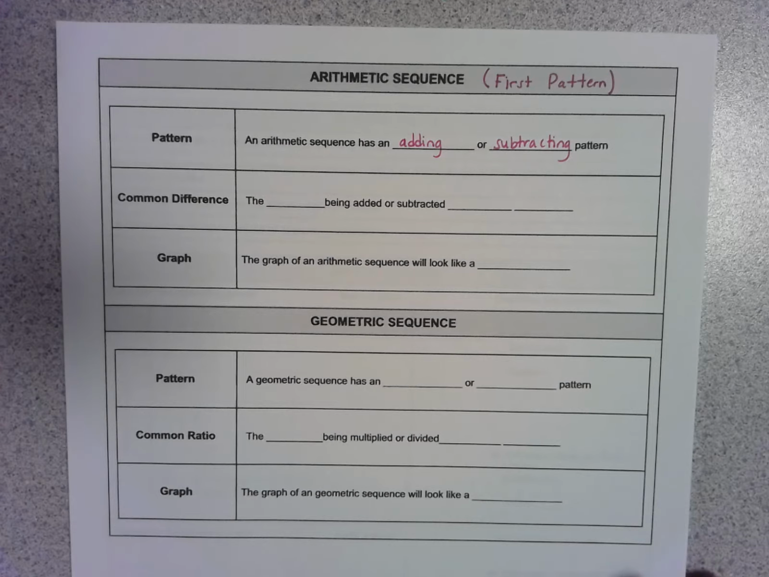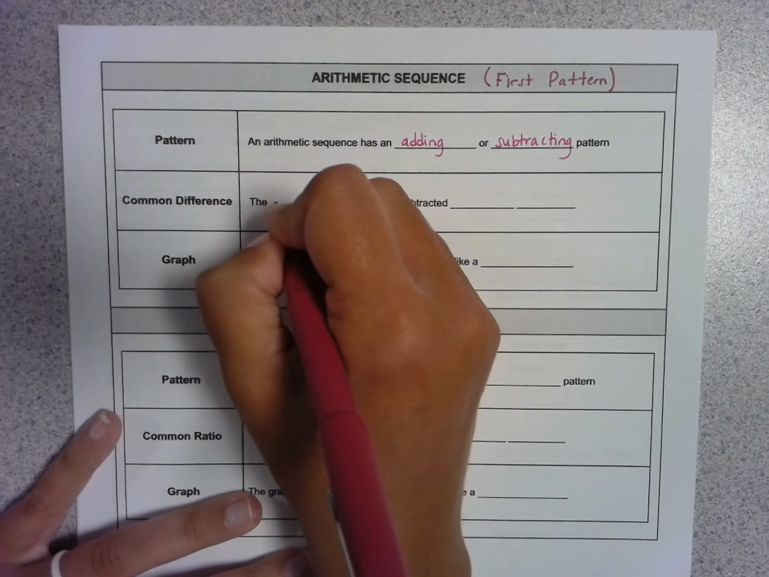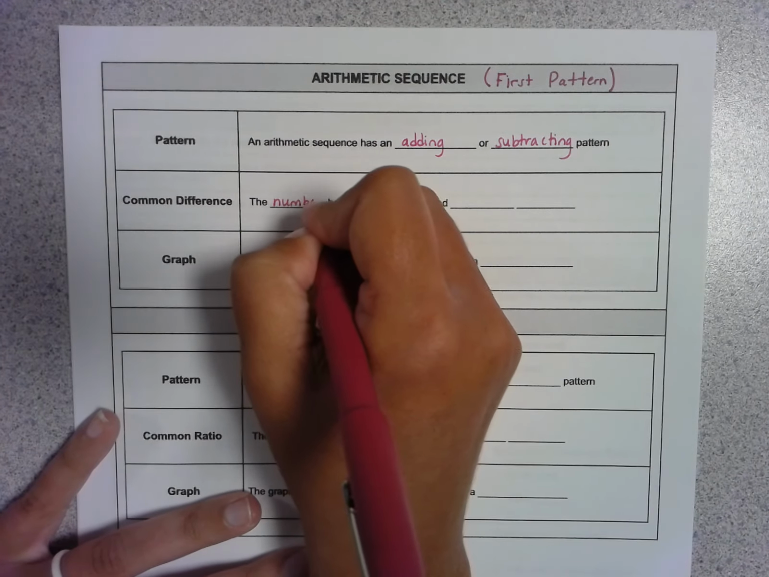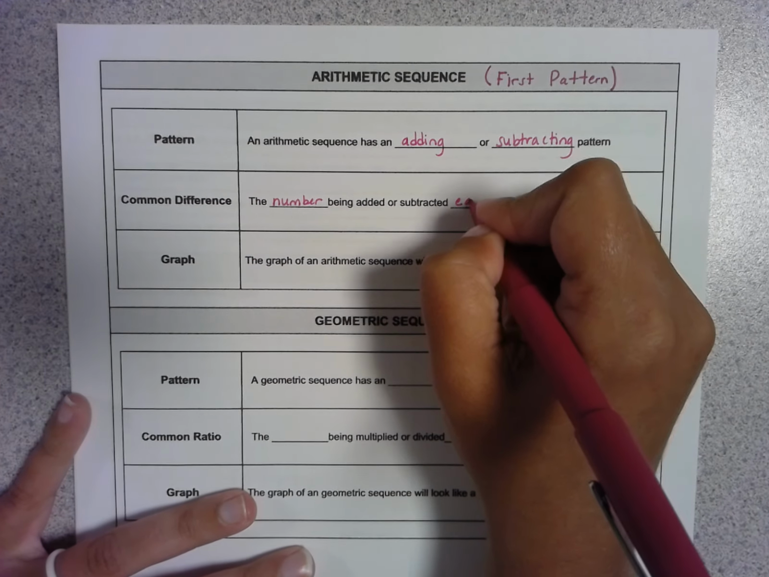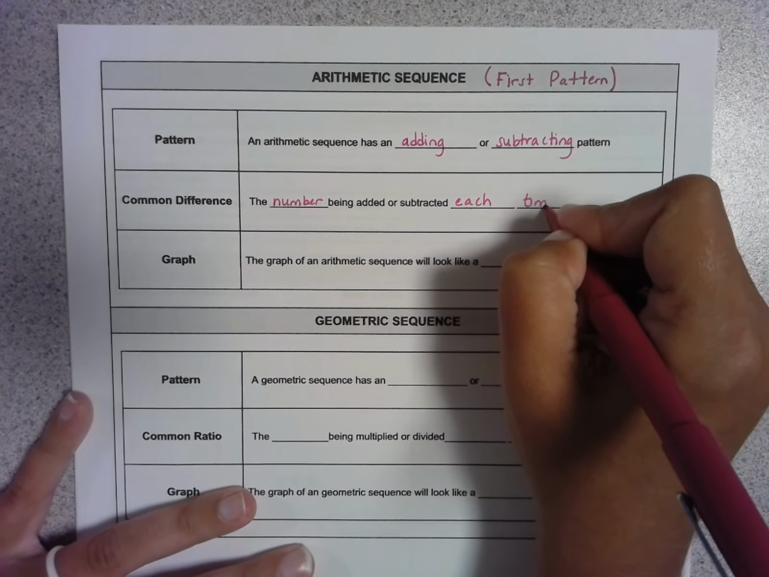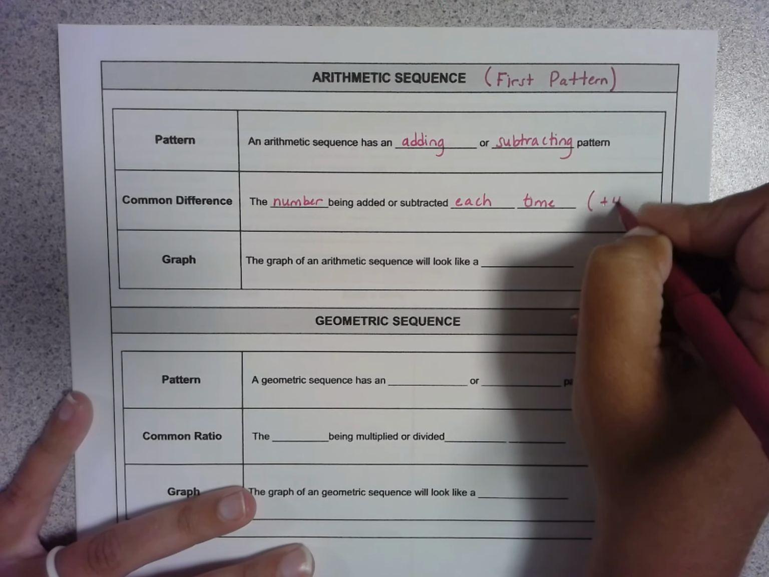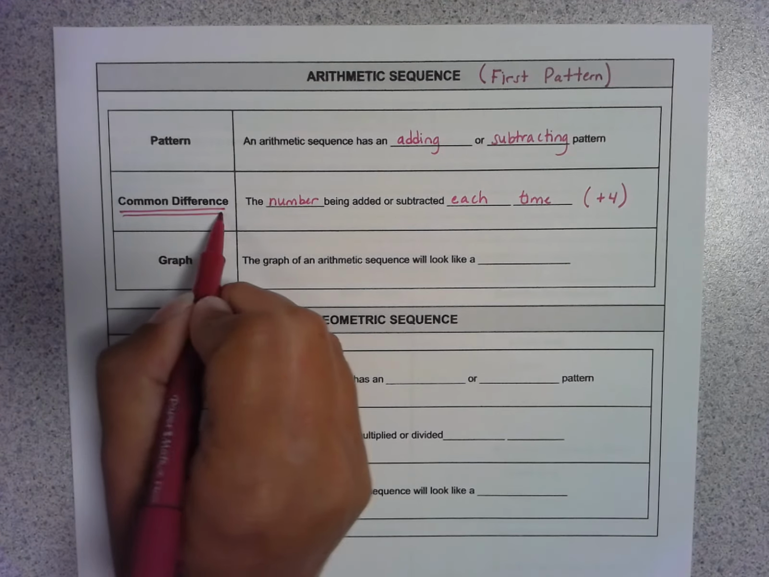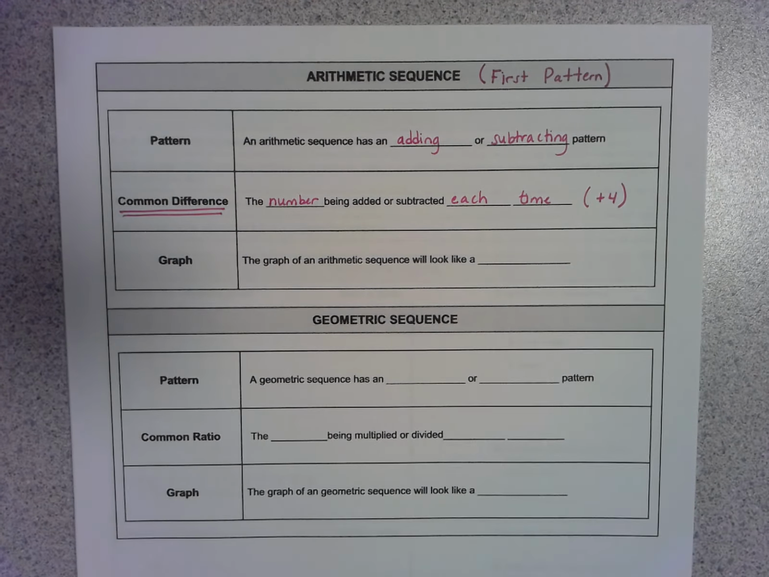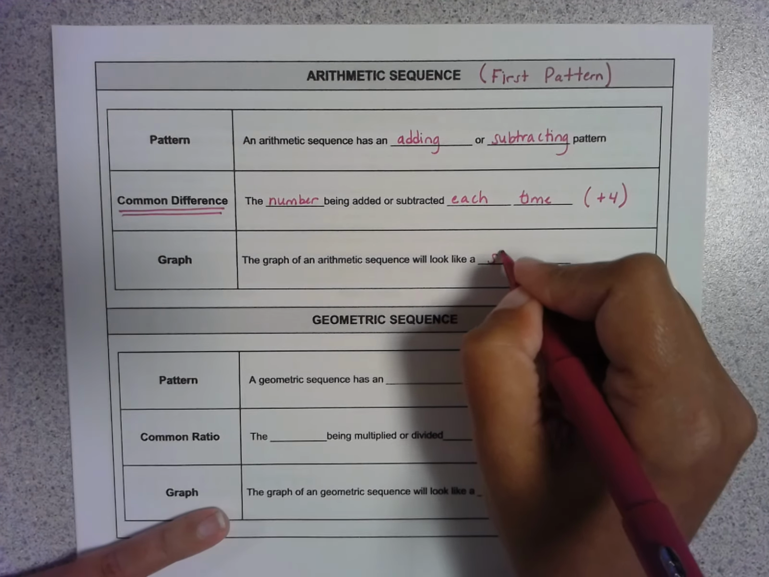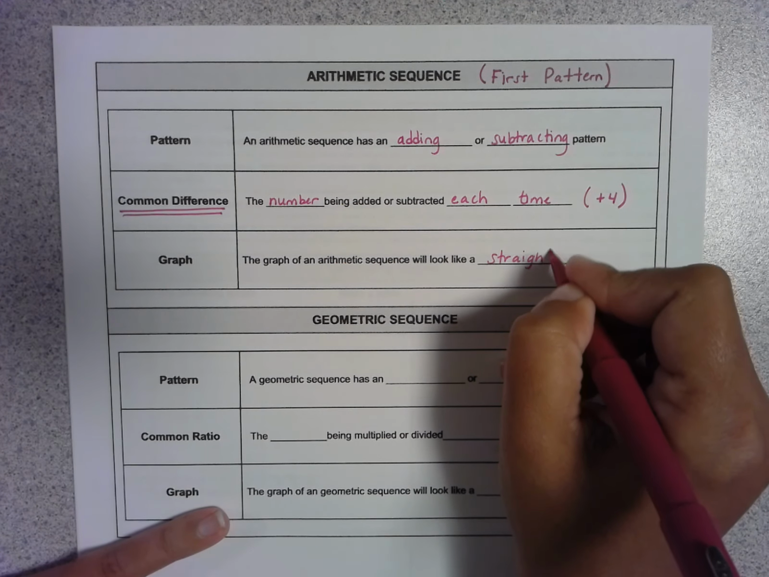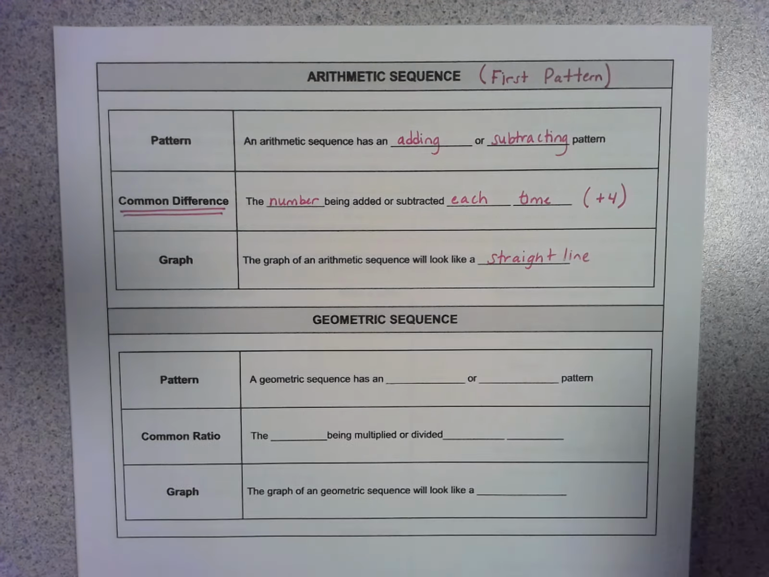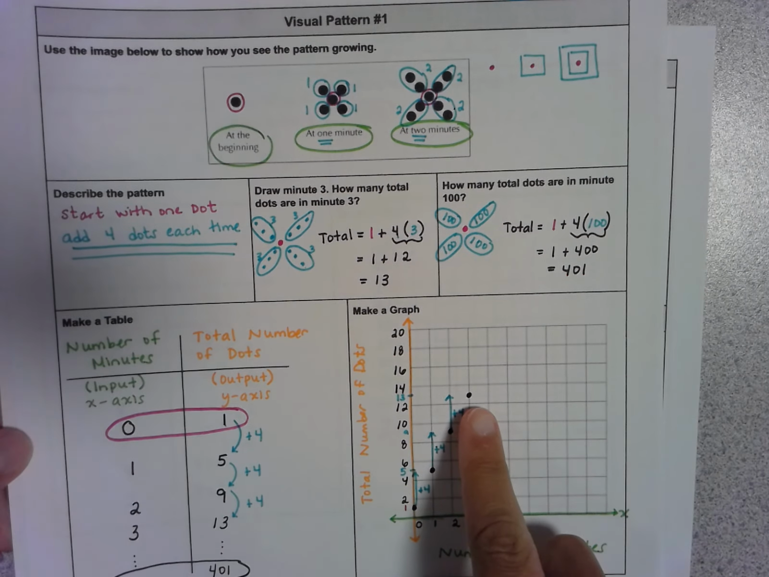So the common difference is the word we give to the number being added or subtracted each time. In the example that we looked at before, we would say our common difference was +4. So that's the vocabulary for that common difference. In the graph of an arithmetic sequence, it's going to look like a straight line. So when we looked at our points on our graph in this first example, they lined up in a straight line.